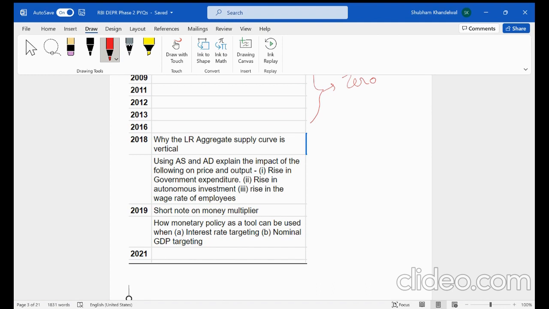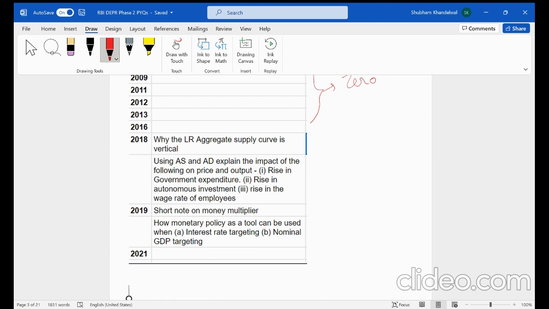One was a short note on money multipliers. So again, a very direct question. And then there was a question on how monetary policy as a tool can be used in the case of interest rate targeting and nominal GDP targeting. So these were the questions asked from macro. In 2021, they did not ask anything from macro.